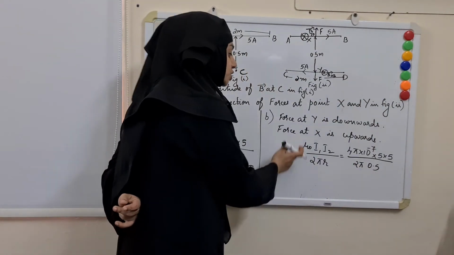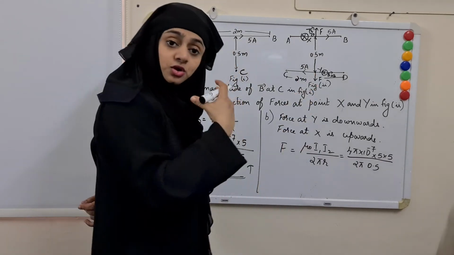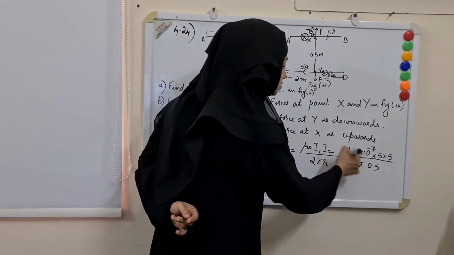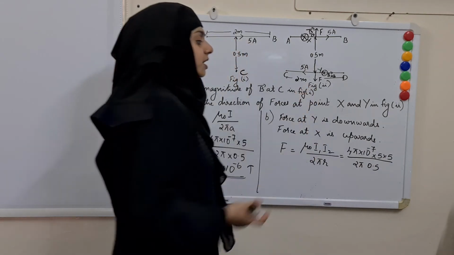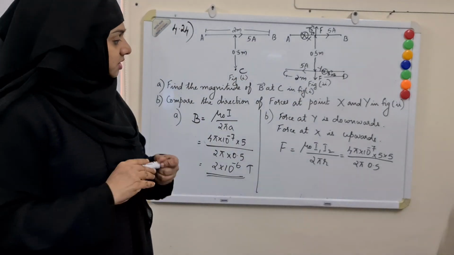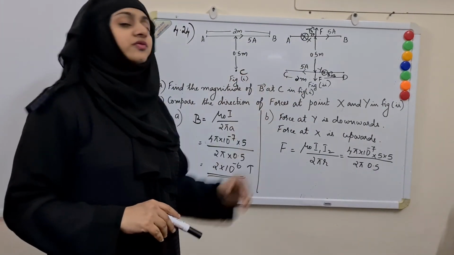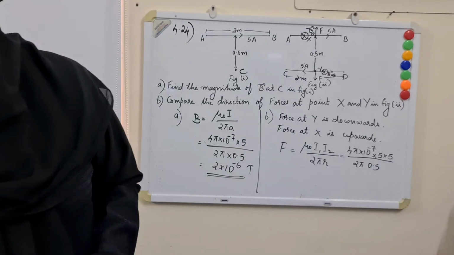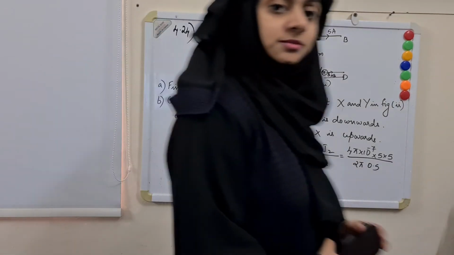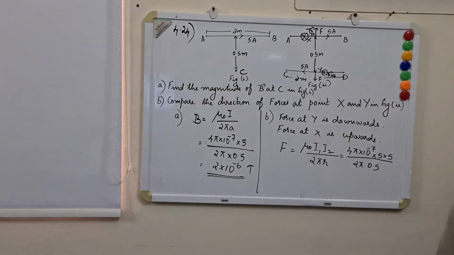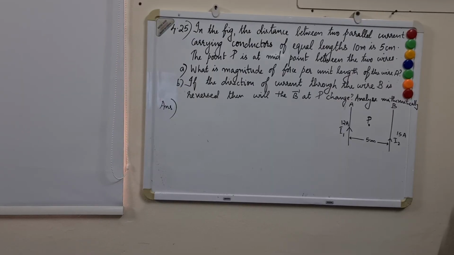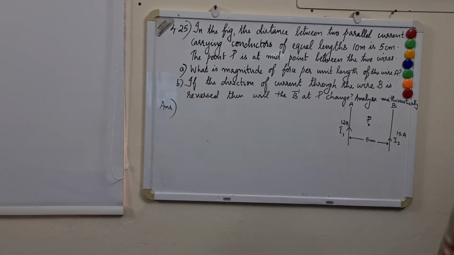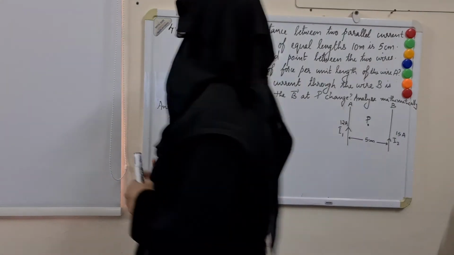Now this is the force per unit length. So the total force you can find by multiplying by length, only if they ask that question. This question they have just asked the direction of force, so that's enough. Okay, let us see the next question.